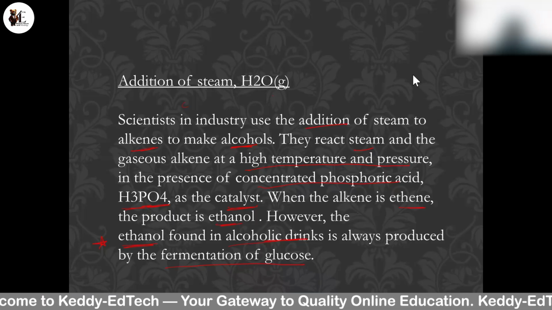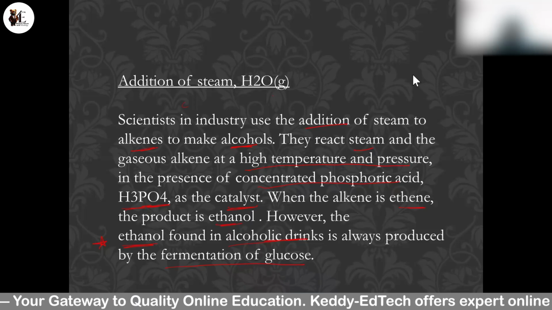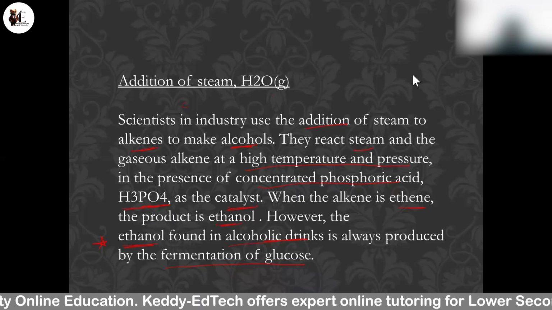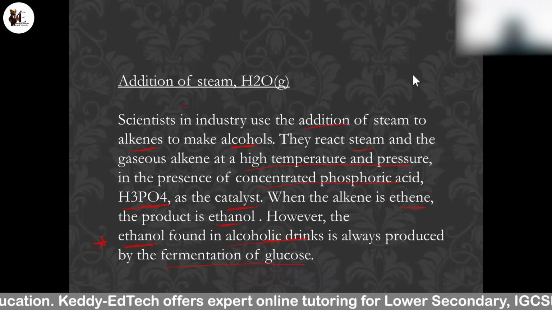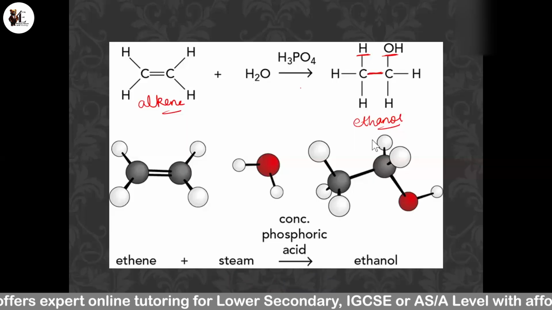So this is the addition of steam. We are learning that when you add the steam to the alkenes, you get ethanol. Conditions required are high temperature, pressure, and concentrated H3PO4 as a catalyst. Write it down. I'm done.